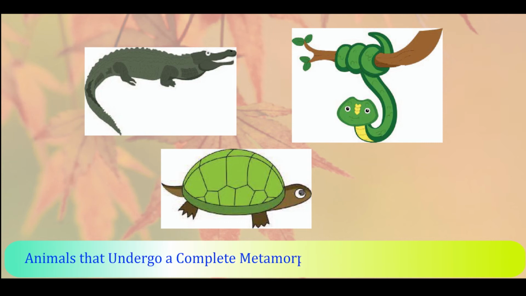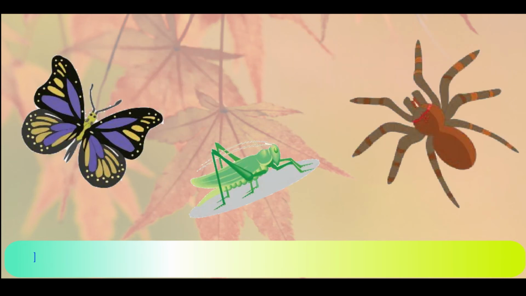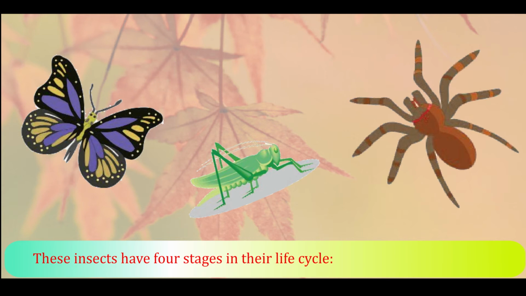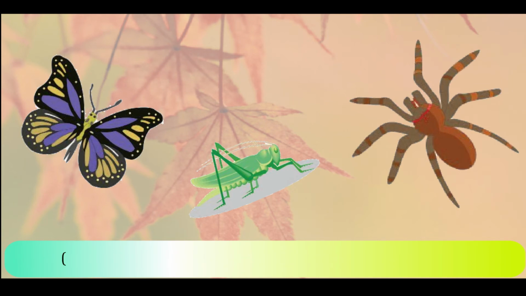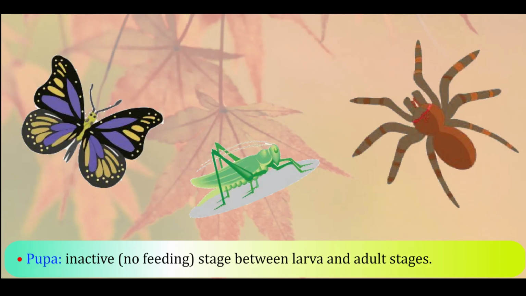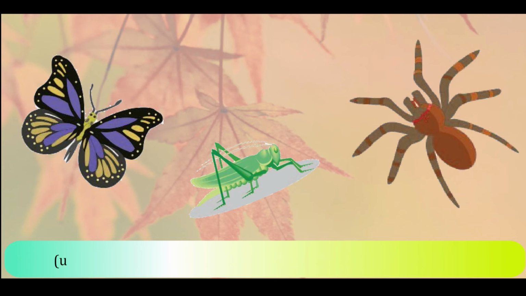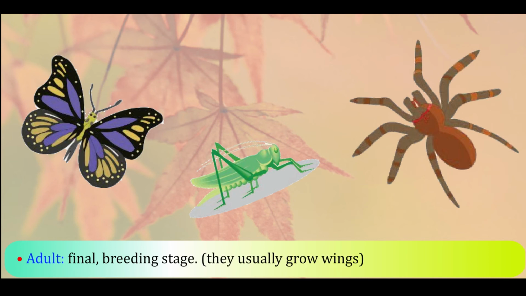Animals that undergo a complete metamorphosis. Insects. These insects have 4 stages in their life cycle: egg, unborn stage; larva, young stage, this is when most of the feeding is done. They usually look like worms. Pupa, inactive, no feeding, stage between larva and adult stages, usually camouflaged. Adult, final breeding stage, they usually grow wings.